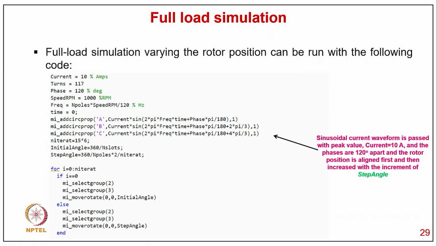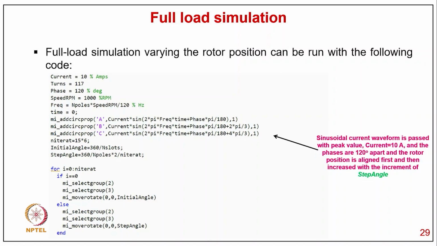Then full load simulation varying the rotor position can be done with the following code. The current equal to 10 amp, turns 117, phase 120 degree, speed RPM 1000, frequency equal to n_pole into speed divided by 120, time equal to 0. mi_addcircprop A, current sine(2 pi into frequency into time plus phase pi 180), 1, and mi_addcircprop B, current sine(2 pi frequency time plus phase pi by 180 plus 2 pi by 3), 1, and similarly mi_addcircprop for C phase, current sine(2 pi frequency time plus phase pi divided by 180 plus 4 pi by 3), 1, and n_iteration 15 into 6, initial angle 360 by n_slot, and step angle 360 divided by n_poles into 2 divided by n_iteration.